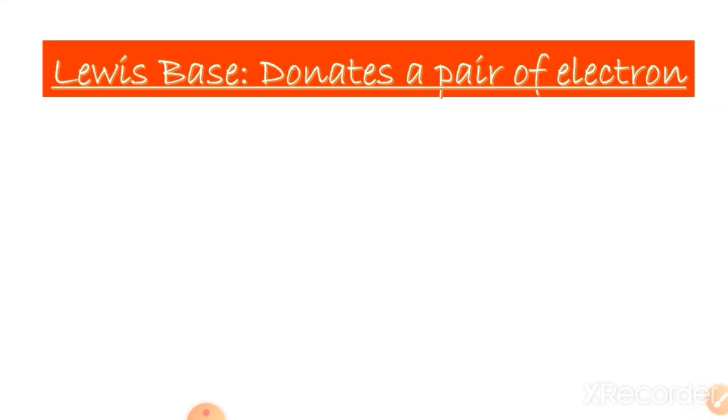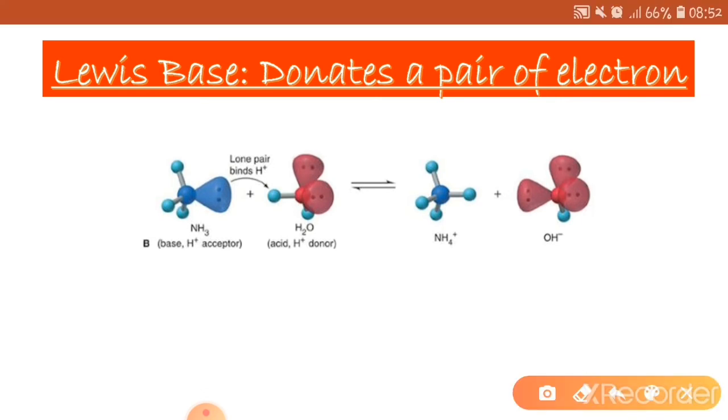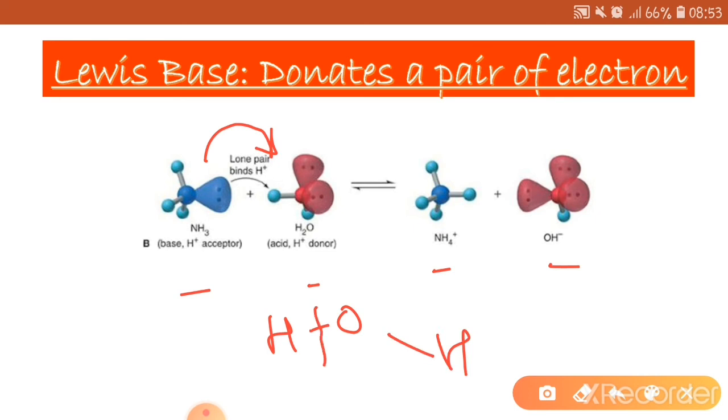Similarly, a Lewis base is a species that donates a pair of electron. For example, you have a reaction in which the ammonia reacts with water molecule to form the ammonium ion and the hydroxide ion. Now here the lone pair present on the nitrogen atom of the ammonia is donating its electron pair to bind with the hydrogen ion. That hydrogen ion will be generated when the bond between the oxygen atom and the hydrogen atom will break.